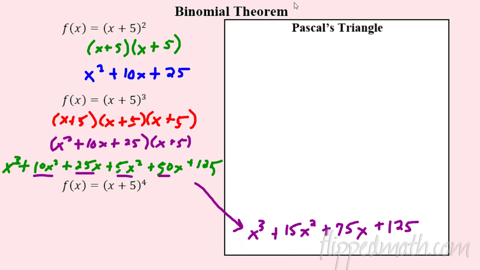Do I want to do the next one? I don't. I really don't want to do that next one. So is there a faster way? Turns out there is. So a mathematician named Pascal made this triangle, and it's got a lot of cool patterns in it. But here's how you make this little triangle right here.